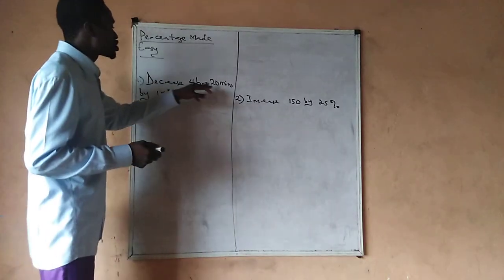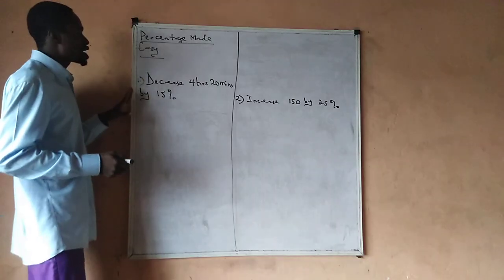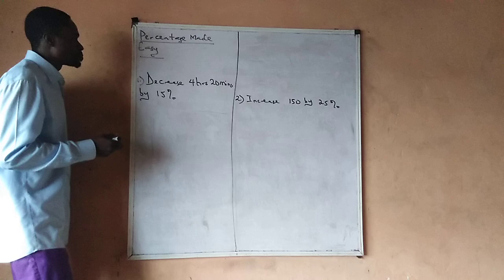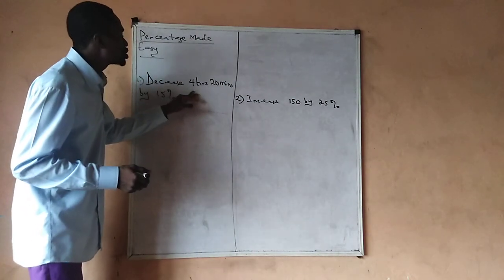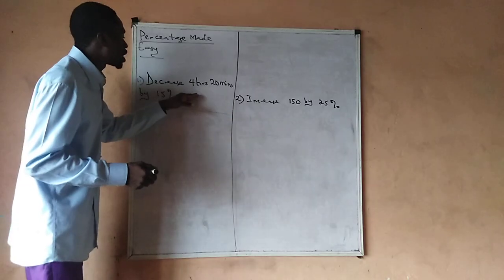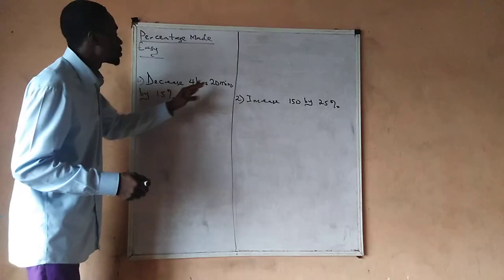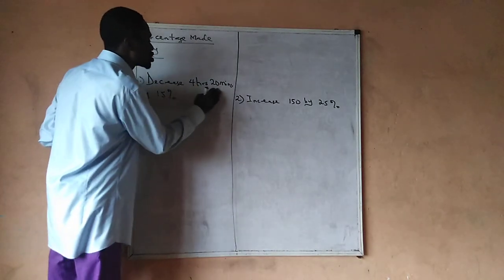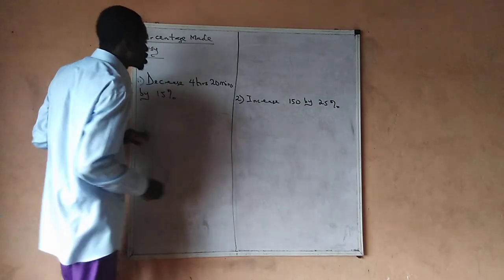Alright, 4 hours 20 minutes by 15%. We are meant to decrease this. Looking at this, these values need to be equal to one another. One side is hour and one side is minutes. For me to be able to work with it, I have to convert everything to what? The lower value, which is minutes.